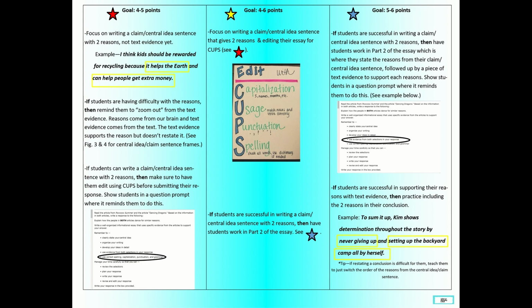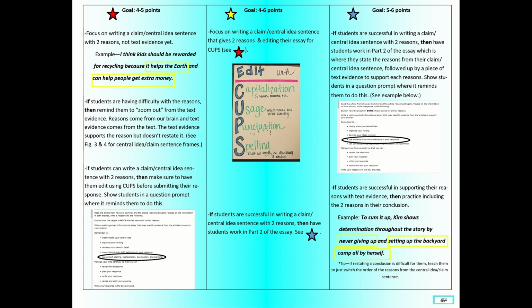Now we want to help students work in part 2 of their essay. This would be where they would give their reason, again, the reason from their claim or central idea, followed by text evidence to support that reason or idea. Second reason, second piece of text evidence. If they can do that, then move to the third part, which would be the conclusion.